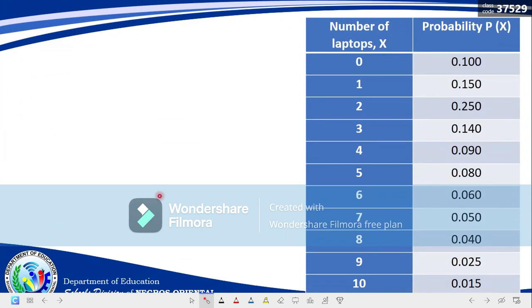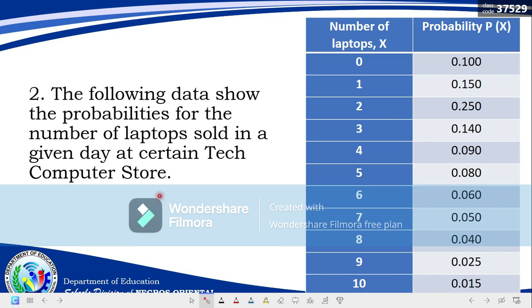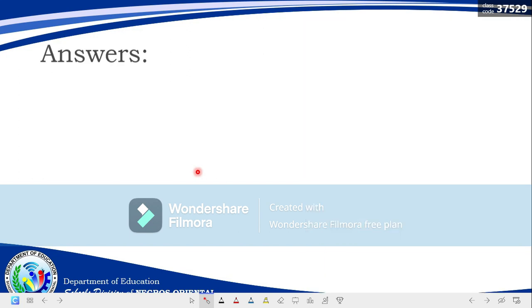Now let's proceed. The following data show the probabilities of the number of laptops sold in a given day at a certain tech computer store. So you have the number of laptops, x, and the probability P of x. The number of laptops is from 0 to 10, and this is the probability P of x. Again, the table on the right shows the probabilities for the number of laptops sold in a given day at a certain tech computer store.